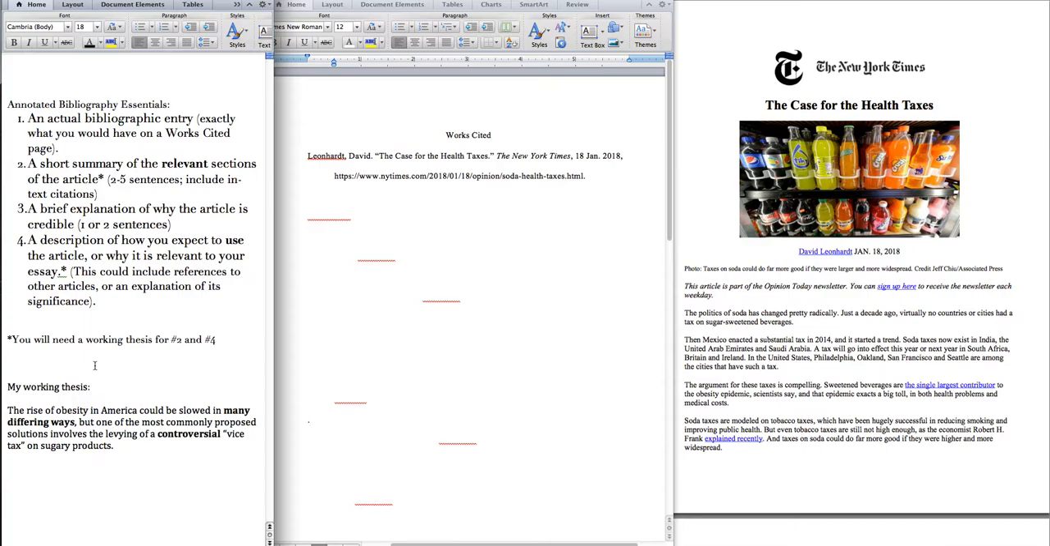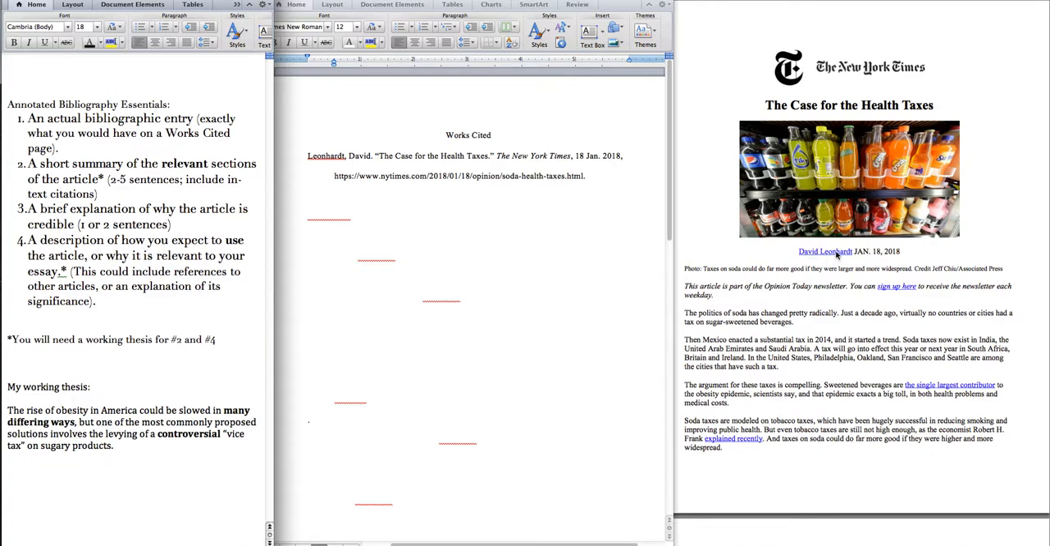And notice that I haven't put a solution in my working thesis. This paper is going to be a little bit more of a surprise along the way, so I'm really evaluating the pros and cons of the health tax or the sugar tax rather than trying to bludgeon somebody over the head with here are a bunch of reasons that the health tax is a good idea.